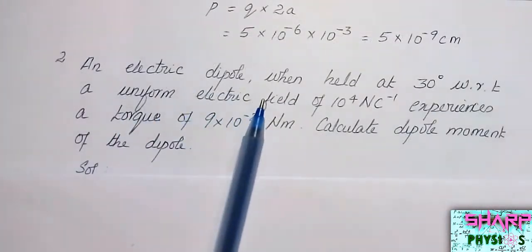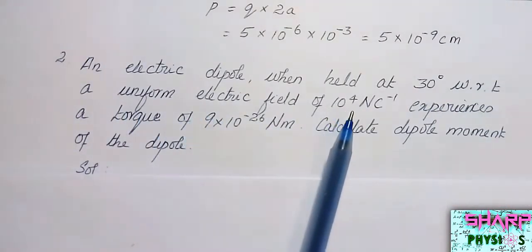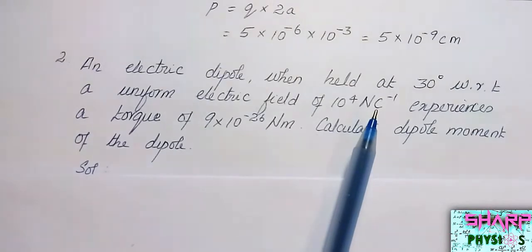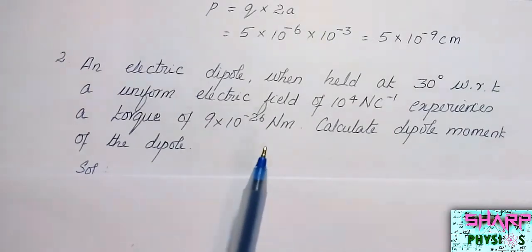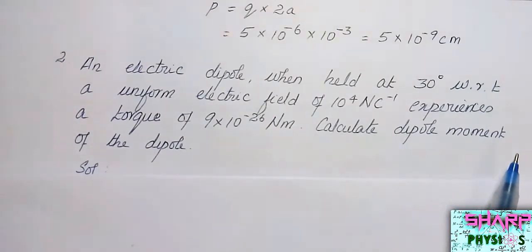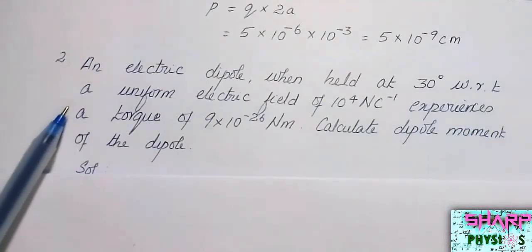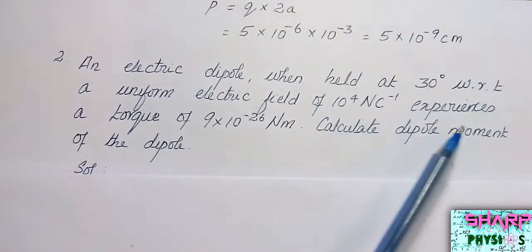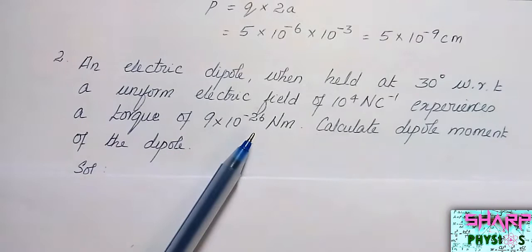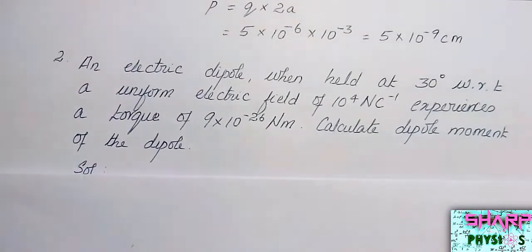An electric dipole when held at 30 degrees with respect to a uniform electric field of 10 to the power 4 Newton per coulomb experiences a torque of 9 into 10 to the power minus 26 Newton meter. Calculate the dipole moment of the dipole. So again I repeat, an electric dipole held at 30 degrees with respect to the uniform electric field of 10 to the power 4 Newton per coulomb experiences a torque of 9 into 10 to the power minus 26 Newton meter. Calculate the dipole moment.